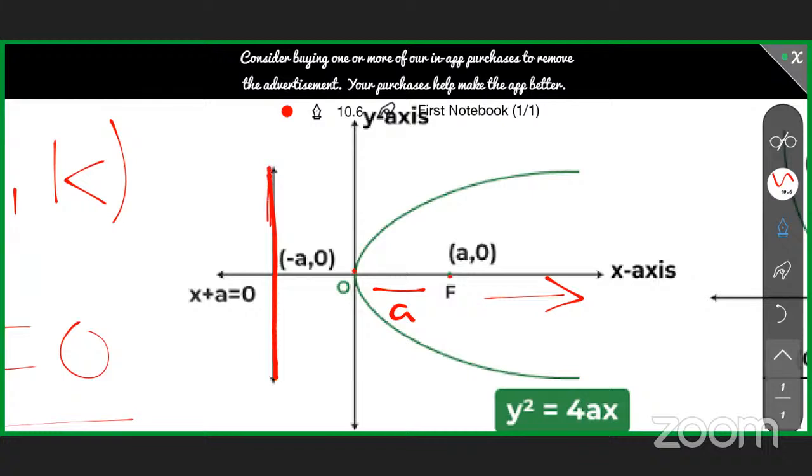Imagine my line. How do you find the equation of a vertical line?